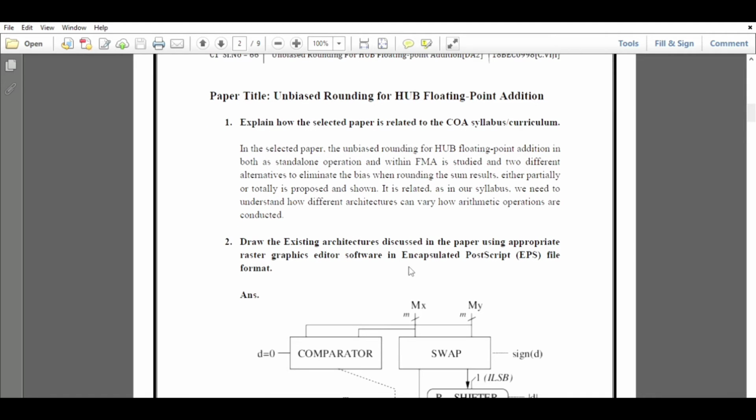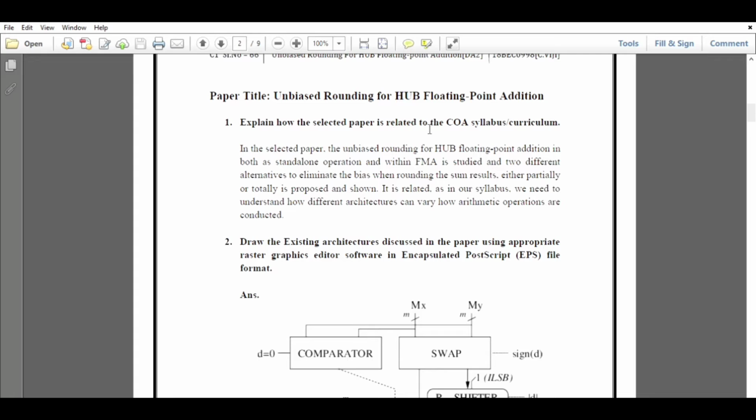Here we are going to see about DA2 that our sir gave. I have chosen an IEEE paper and how the paper is related to computer organization and architecture. We have chosen the topic of unbiased rounding for HUB floating point addition. Here HUB stands for half-unit biased.